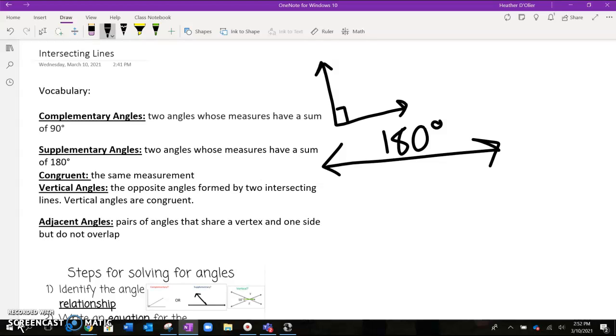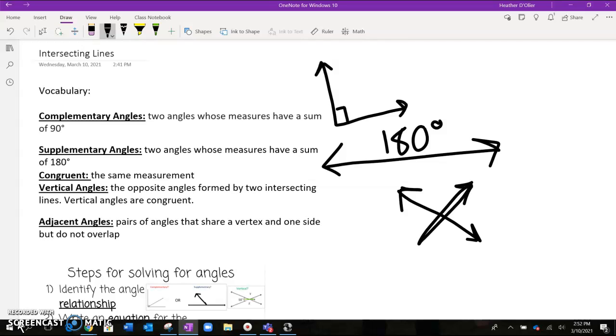Then we learned something today called congruent. So congruent is when they have the exact same measurement, all right? And that applies to vertical angles. Those are the opposite angles formed by two intersecting lines, and vertical angles are congruent. And I'm going to prove that to you. But that's when it looks like this.